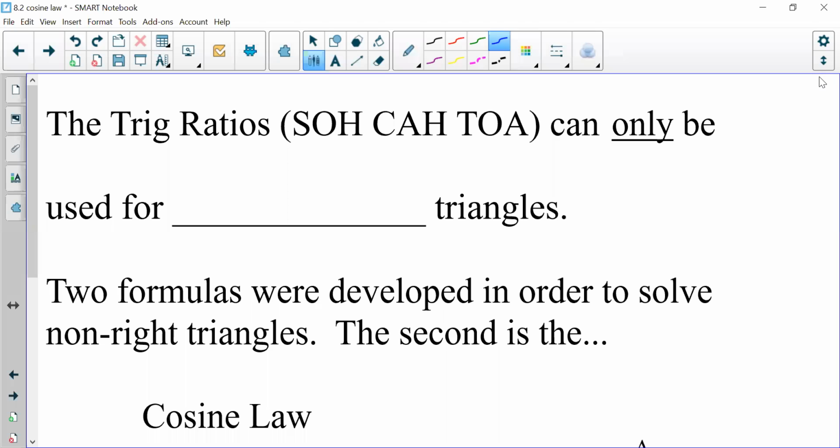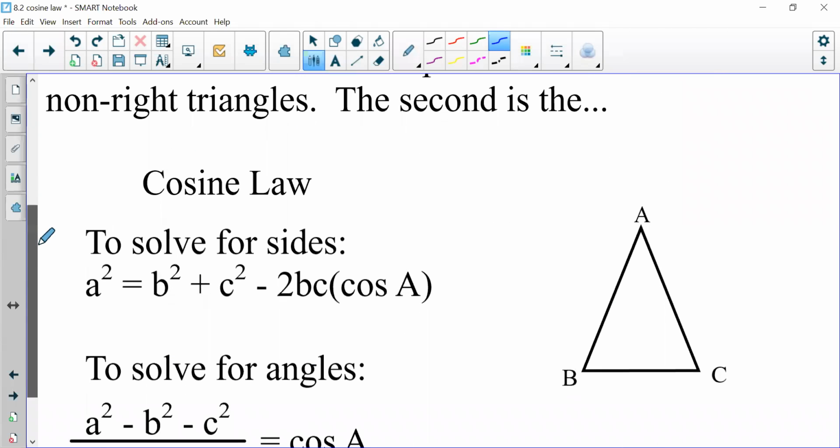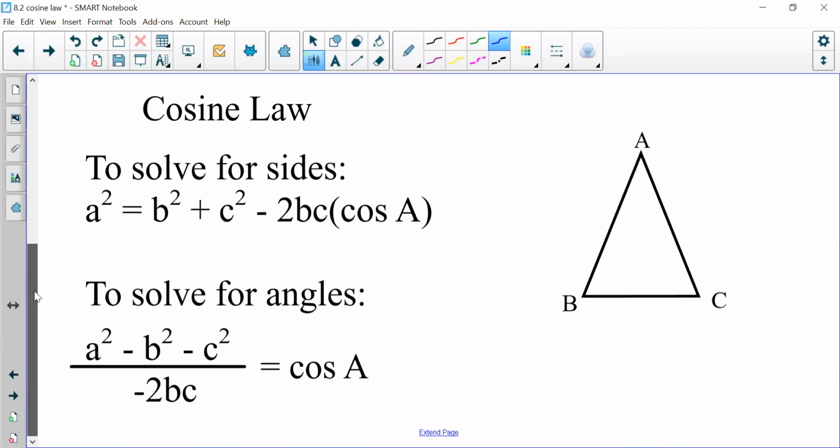For right triangles? Very good. SOHCAHTOA can only be used for right triangles. There has to be a 90-degree angle. We have to have a hypotenuse so that we can identify the opposite and the adjacent. So SOHCAHTOA is limited to only right triangles. Then we use sine law and cosine law for any non-right triangles. Here are the formulas, and I will give them to you. They look complicated, but you just grab what's given to you in the triangle, plug them in the appropriate space for the variable, and then we have to get comfortable with our calculators.